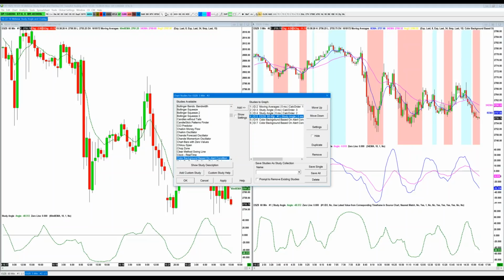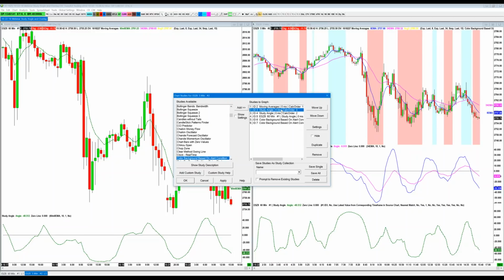This study angle here is an overlay from the 60-minute time frame. It's this green thing down here at the bottom. All right, it's the same exact study, except it's overlaid onto the 5-minute chart. And then you've got 2 study angles here. You could probably guess which one is which.